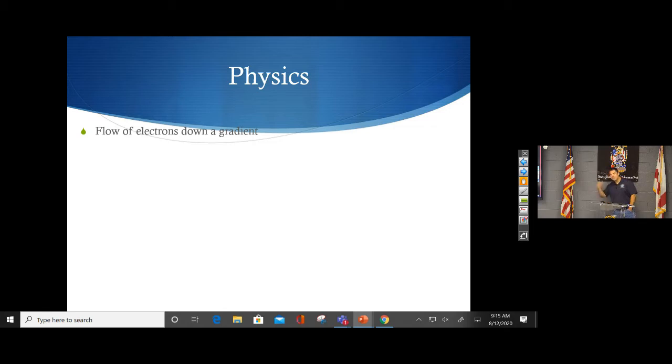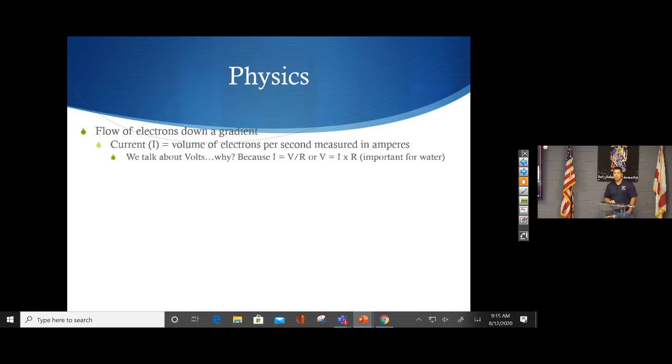So, the physics of it. We talk about the flow of electrons going down a gradient. One measurement is current. It's the volume of electrons per second, measured in amperes. But we talk about volts. Why do we talk about volts? Because current equals the voltage divided by the resistance, or voltage equals the current multiplied by the resistance. This becomes very important in water, because what does water do? Conducts. So what does it do to resistance?